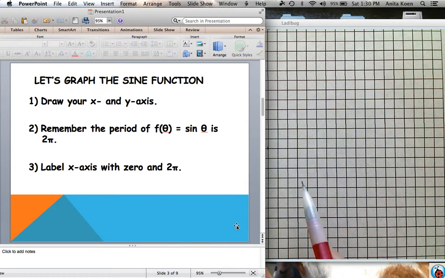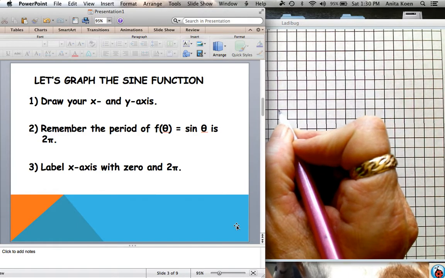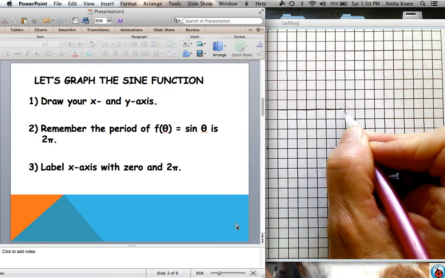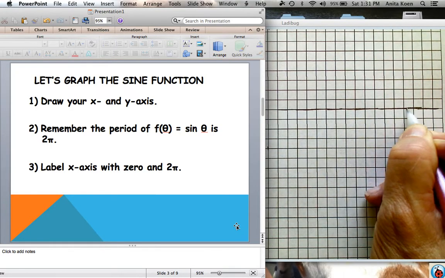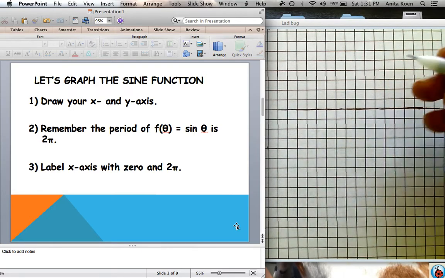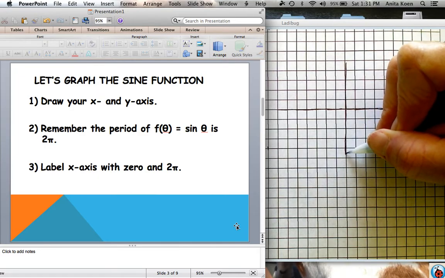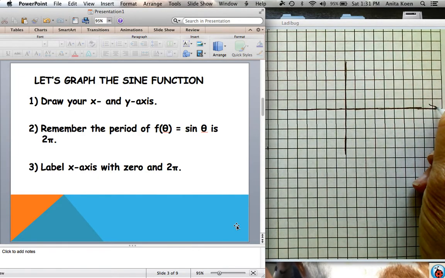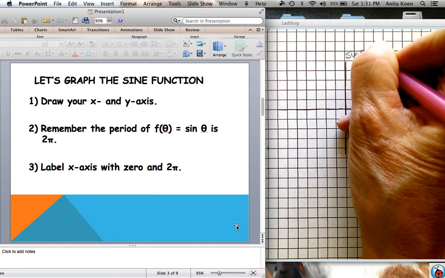The first thing that you need to do is draw your x and y axis. So when I draw my sine function, I'm going to draw my x-axis. That's where my theta is going to be. And then I'm going to draw my y-axis. Okay, so this is going to be theta. And this is going to be the sine of theta.